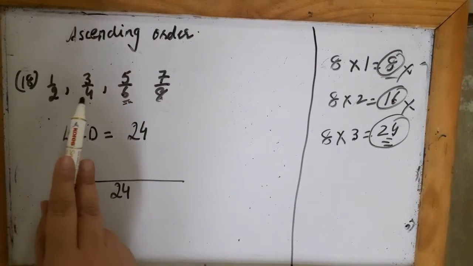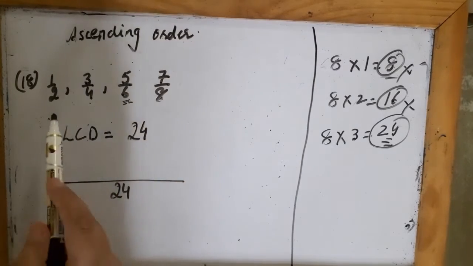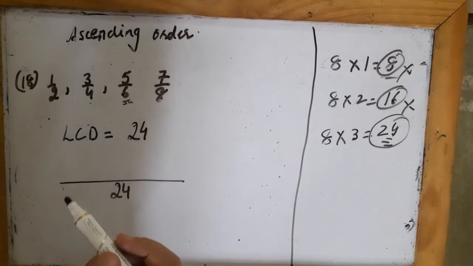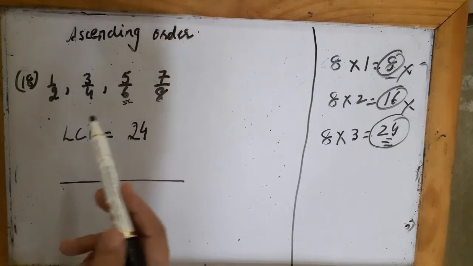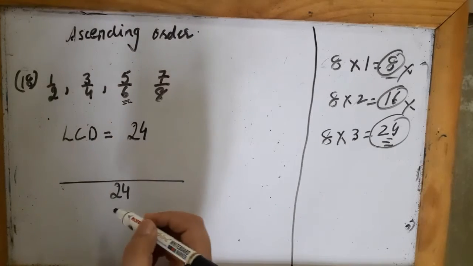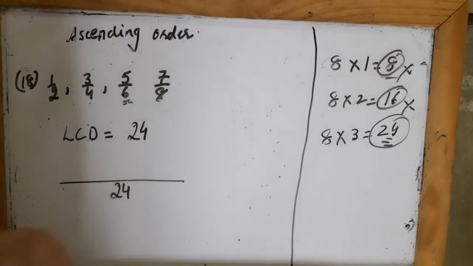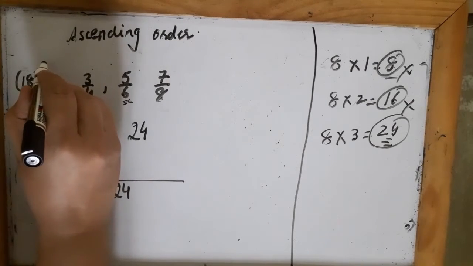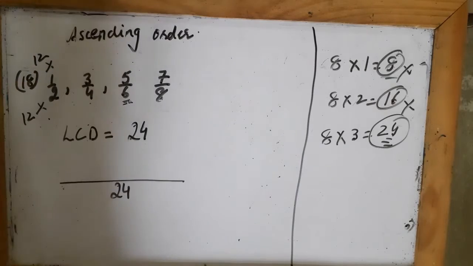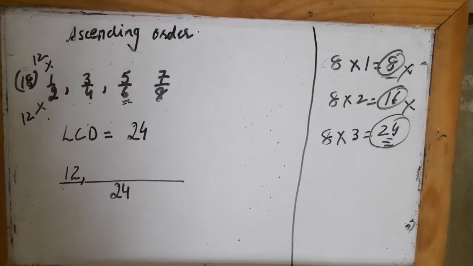Now if I have changed these denominators to 24, it means I have to change the numerators also so that they become equivalent fractions. Now I will see how this denominator 2 will become 24 by multiplying with 12. 2 12s are 24. It means this numerator also I'll multiply with 12. So 1 12 is 12. So my new numerator is 12.